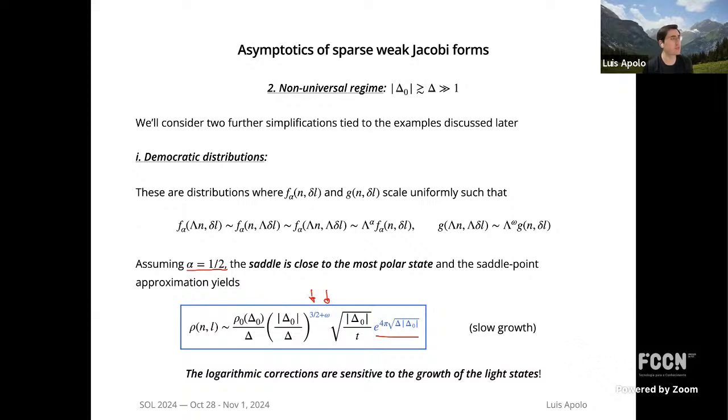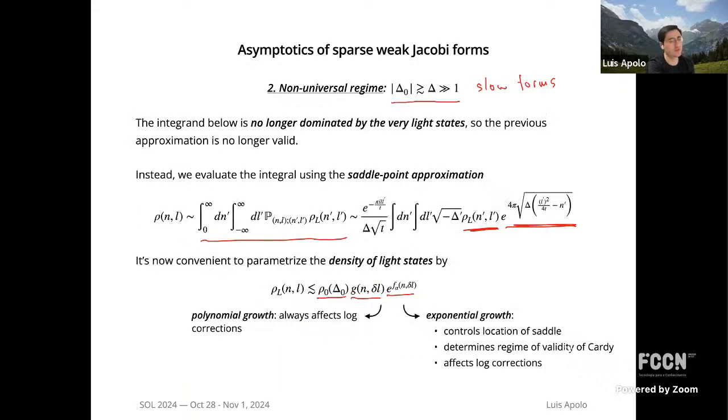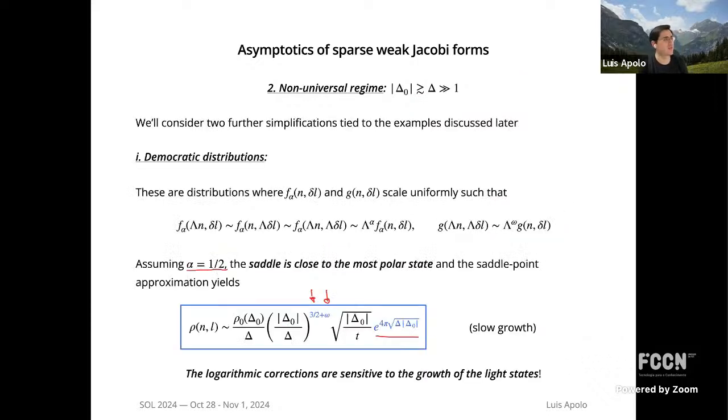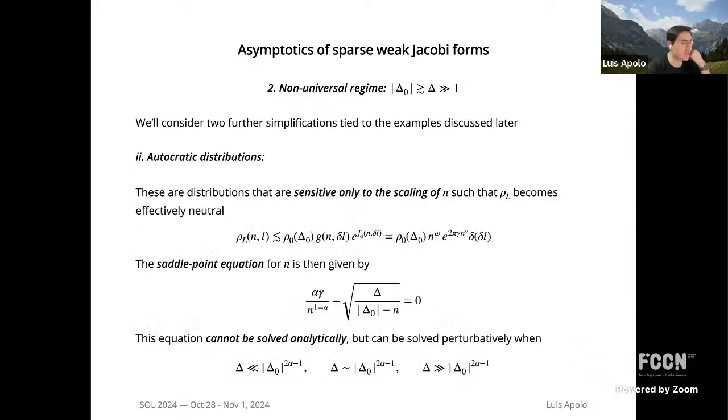Okay, so again, I'm trying to do this saddle point approximation for slow growing forms, and I'm considering 2 different cases that appear in the examples later on. There are these democratic distributions. There are also something that we call autocratic distributions, which are distributions where we only care about one of the parameters of the weak Jacobi form being large, for example, n, so that the density of light states effectively becomes neutral. It does not care about the other parameter.